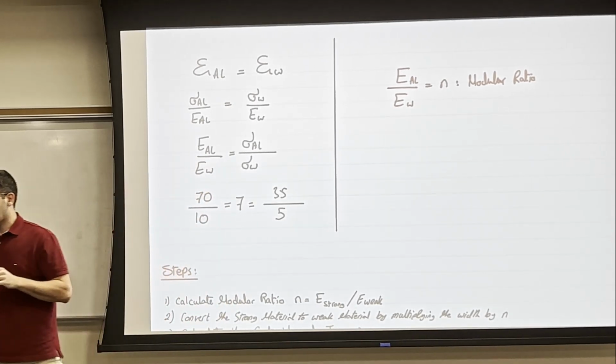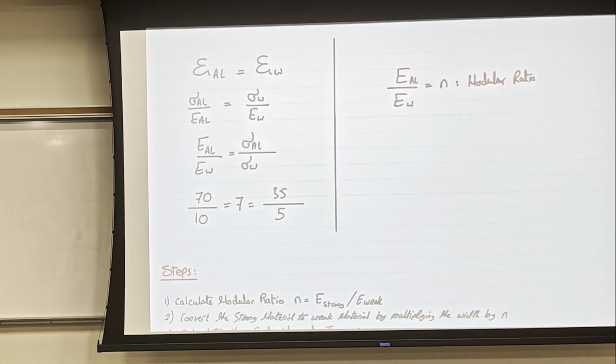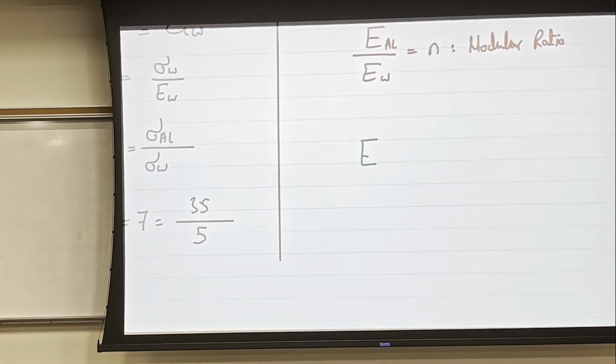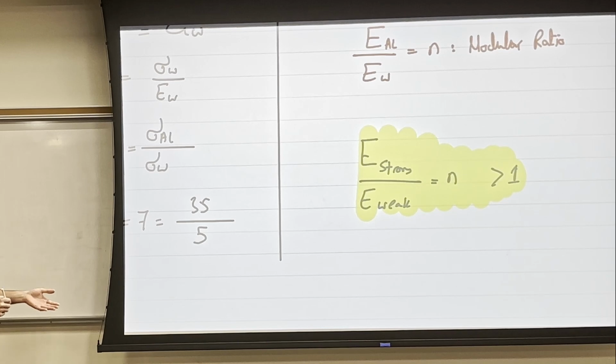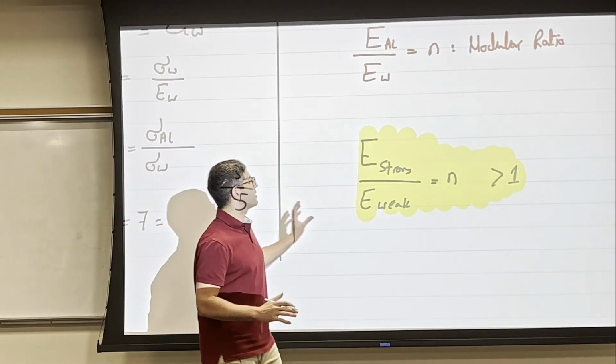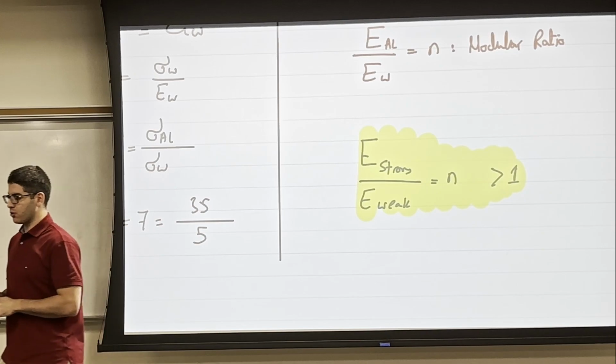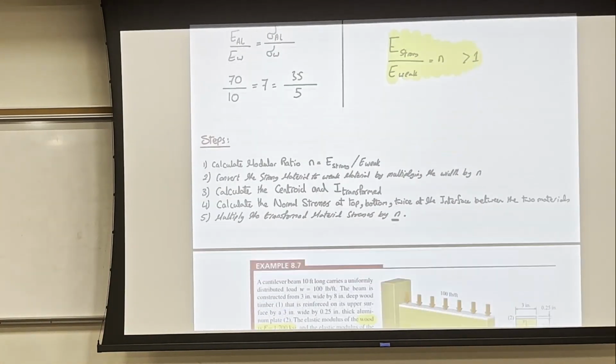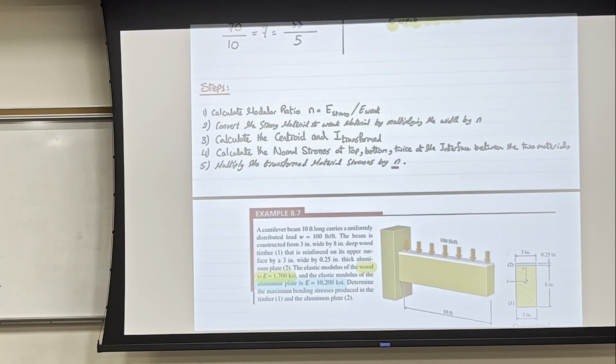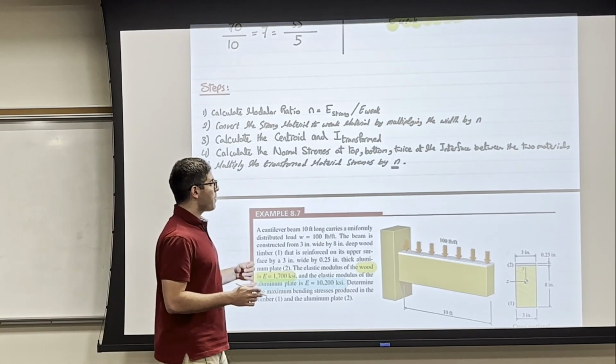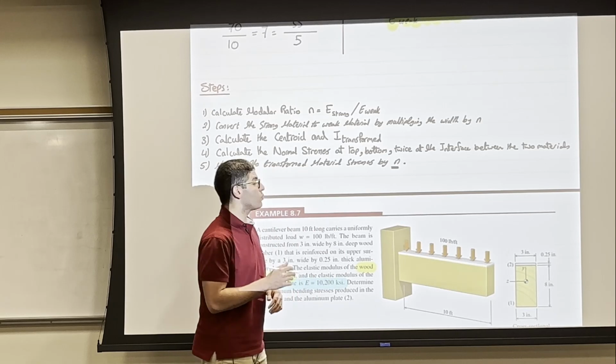But for this class, let's fix it that way. I want to fix it that E strong over E weak equals n, and therefore it will always be greater than 1. So let's fix it that way and work it that way. If you did the opposite, it's not wrong, it's correct. But let's fix it that way so that we are consistent in our solution. Okay? So what should we do when we have a problem that asks us to calculate the bending stress, for example, when we have two materials?